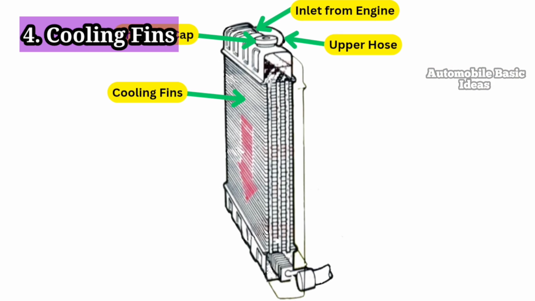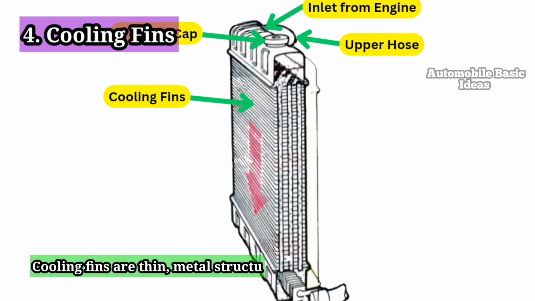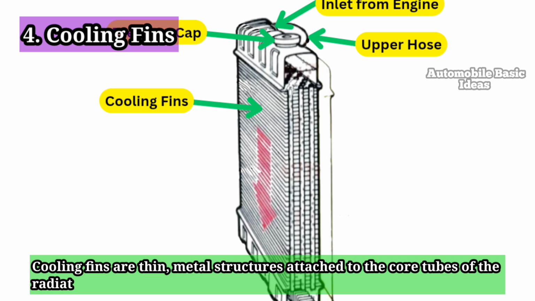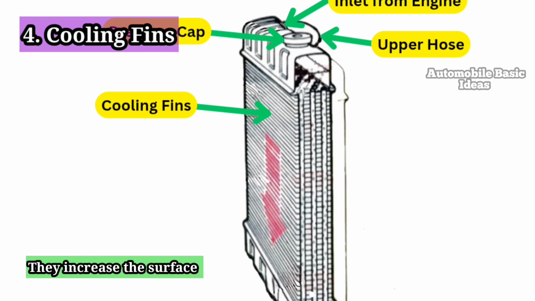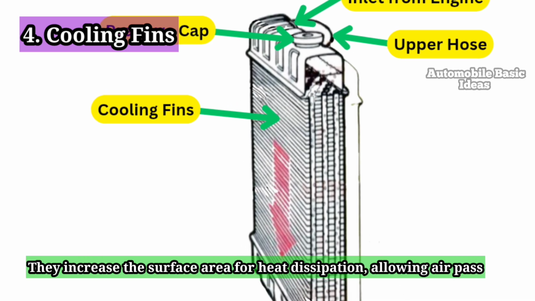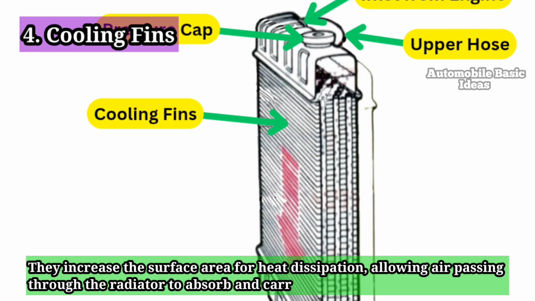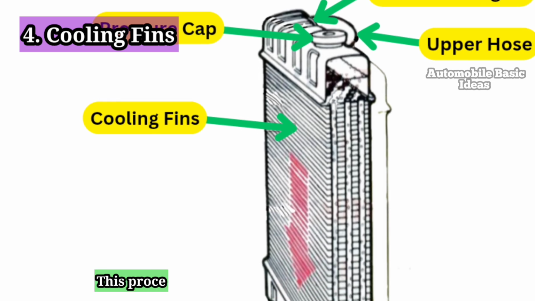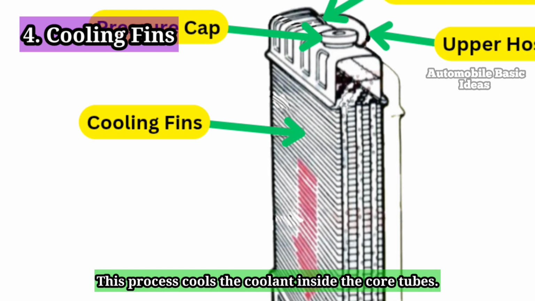4. Cooling fins. Cooling fins are thin, metal structures attached to the core tubes of the radiator. They increase the surface area for heat dissipation, allowing air passing through the radiator to absorb and carry away heat more efficiently. This process cools the coolant inside the core tubes.